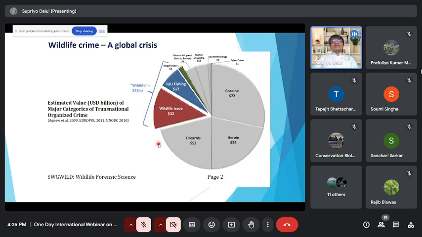As I was mentioning, wildlife crime is a global crisis, because it is the third highest profited illegal market, just after drugs and firearms. It is a $53 billion illegal business, which includes wildlife trade, illegal fishing, and illegal timber collection. All together this combines to around 53 billion, which is second or third after drugs and firearms. So you can imagine how big this wildlife market is, and why wildlife is still under so much threat in today's scenario.